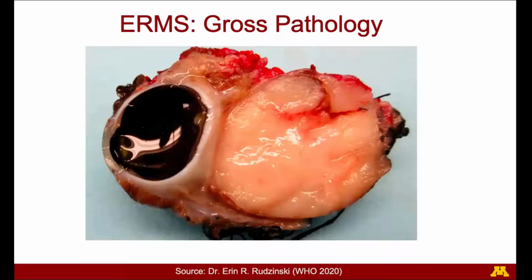Grossly, these tumors are usually poorly demarcated, friable masses with a tan, white, fleshy, or rubbery cut surface. Hemorrhage or necrosis may be present. The image shows an orbital embryonal rhabdomyosarcoma with the eye globe on the left side and the tumor with a fleshy, pale tan cut surface, which had caused proptosis in this patient.